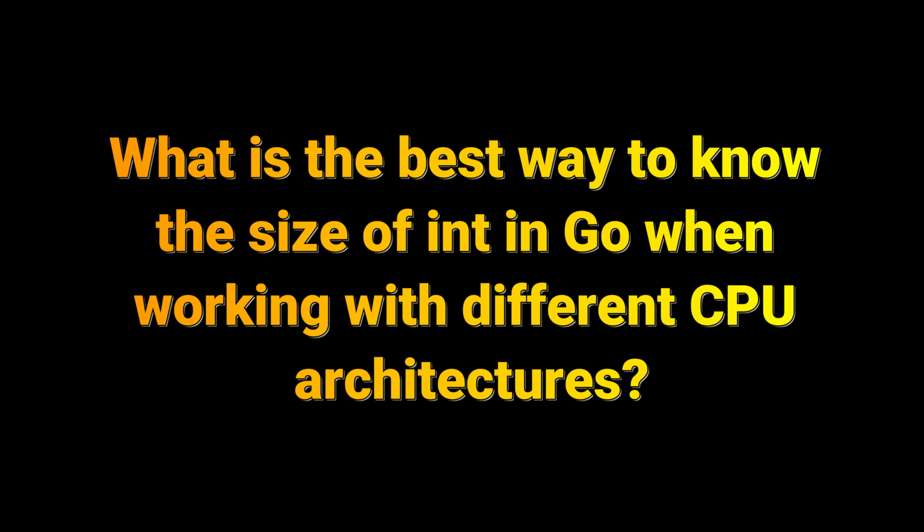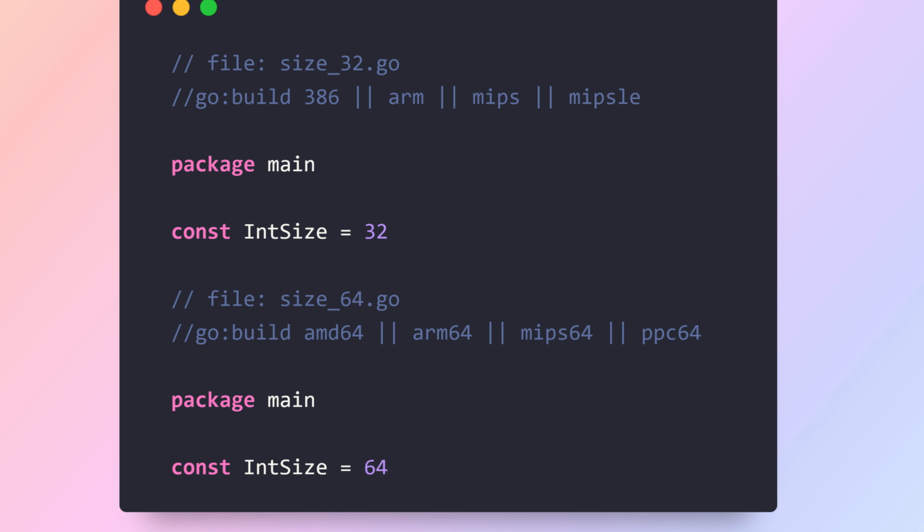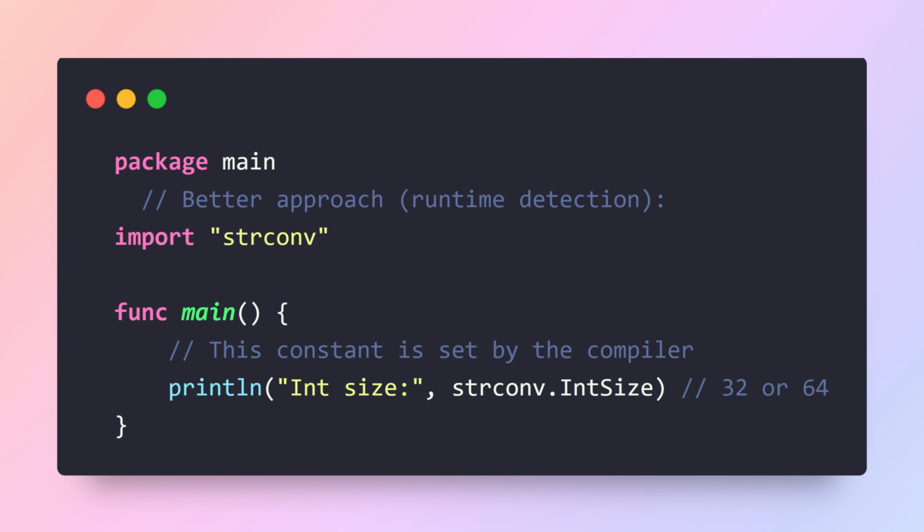Question: what is the best way to know the size of int in Go when working with different CPU architectures? In Go, the int type can be 32 bits or 64 bits, depending on the architecture. One old way is to use build tags and create different files for 32-bit and 64-bit systems, but this makes the code harder to maintain. A better and simpler way is to detect it at runtime using strconv.IntSize. This value is set by the compiler and tells you directly whether int is 32 or 64 bits, so it works well for cross-compilation and keeps your code clean.